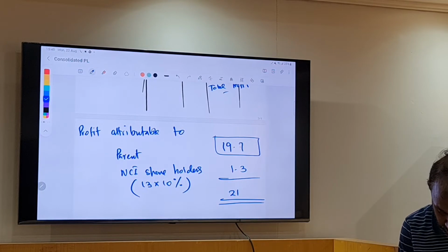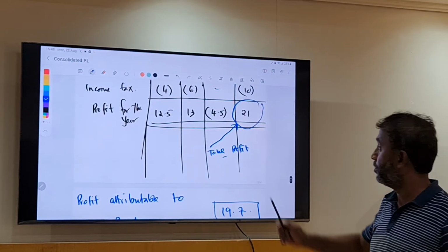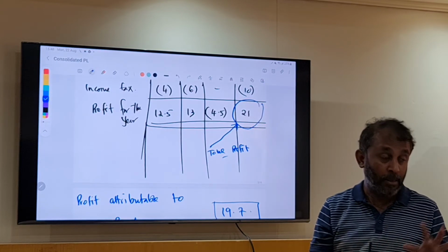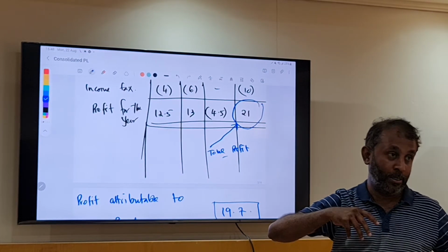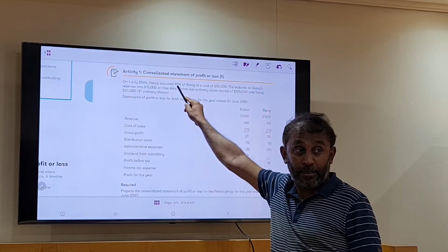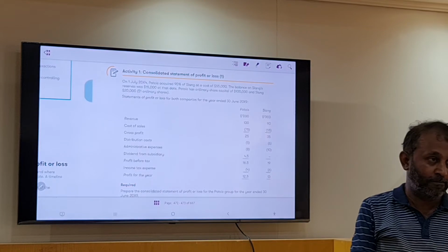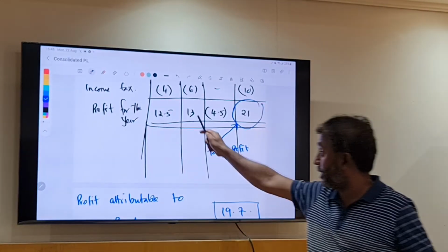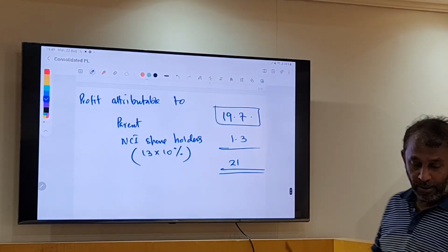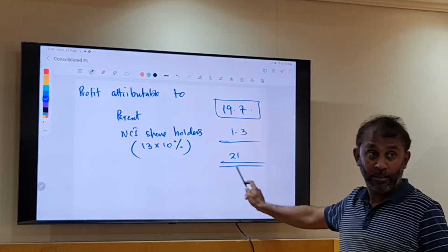Again, why do we deduct this 1.3? Because it should be the other 13, the profit of the subsidiary. Subsidiary shareholders are the parent and some other small shareholders. What is the percentage of ownership? 90% to the parent, so small shareholders 10%. So from the profit of this 13, I should give 10% to them. That 10% will be 13 into 10%. So total group profit is 21.